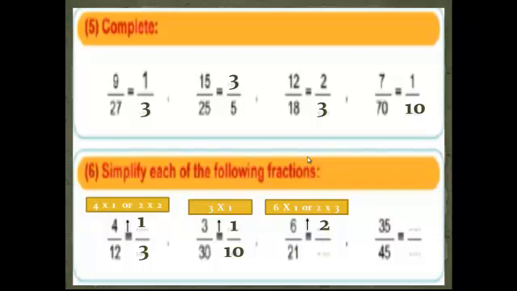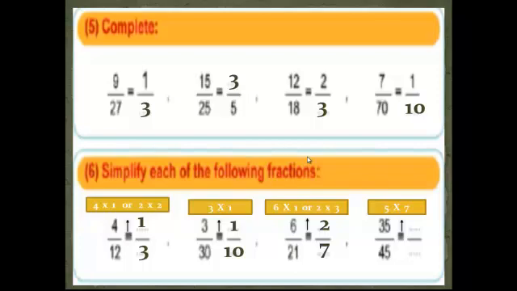The last one we have is 35 over 45. Look at the numerator, 35. We have only 5 times 7. The biggest number here is 7. We are going to look at the denominator, which is 45. Is there any number in table 7 equal to 45? No. So we are going to choose 5.